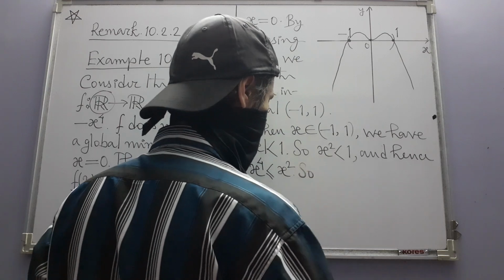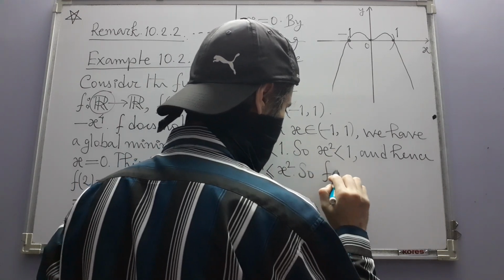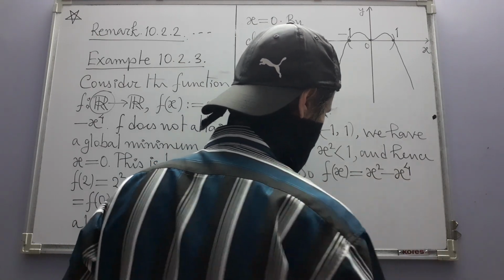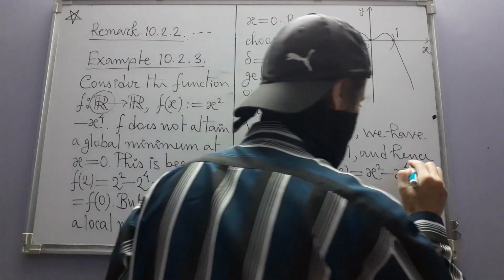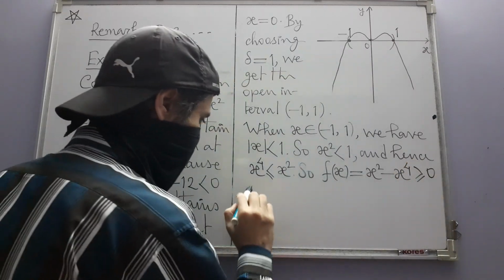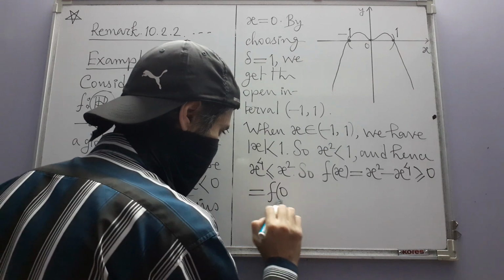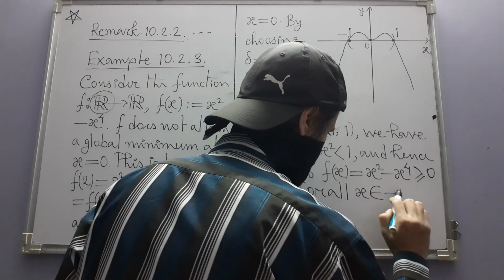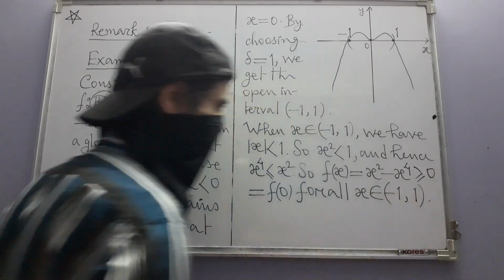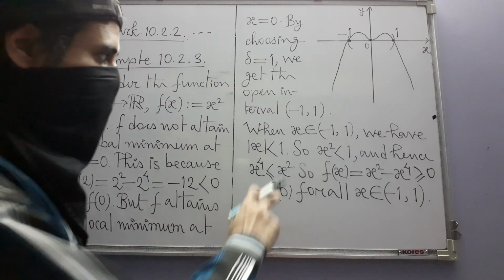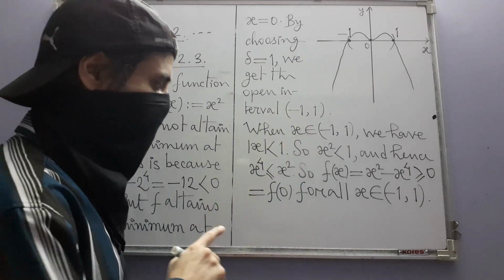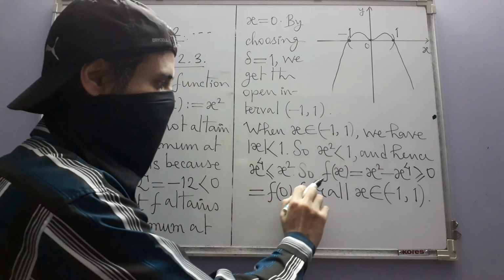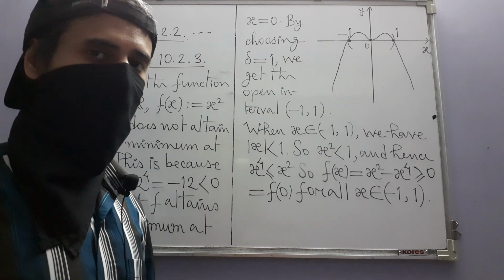So, what is the consequence of this? The consequence is this: f of x equal to this. Because of this inequality, this is greater than or equal to 0. And 0 of course is f of 0 for all x belonging to minus 1 comma 1. Not for all real numbers x, but for all x in this interval. And that's how f attains a local minimum at 0, because elsewhere the f values within this interval are more than 0.